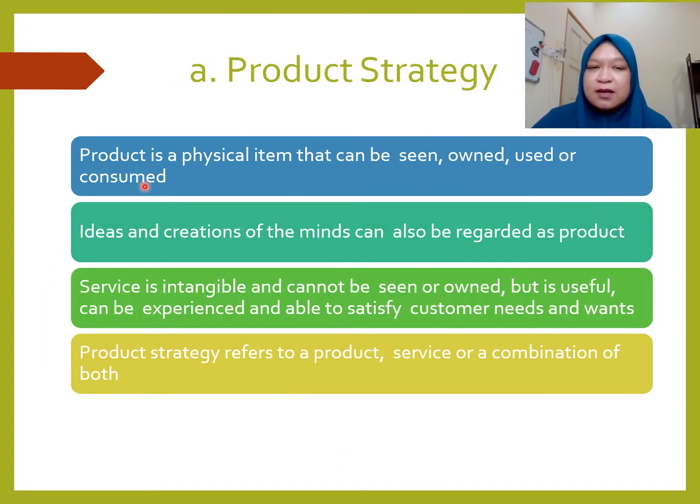A product is a physical item that can be seen, owned, used, or consumed. A service is intangible and cannot be seen or owned, but is useful, can be experienced, and is able to satisfy customer needs and wants. So the product strategy refers to a product, a service, or a combination of both.